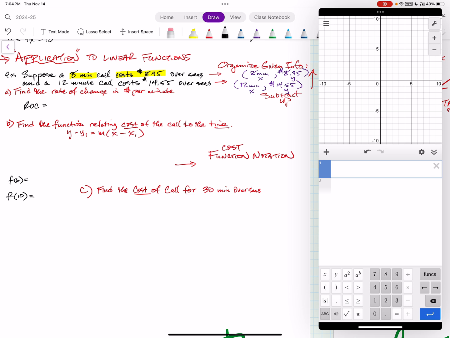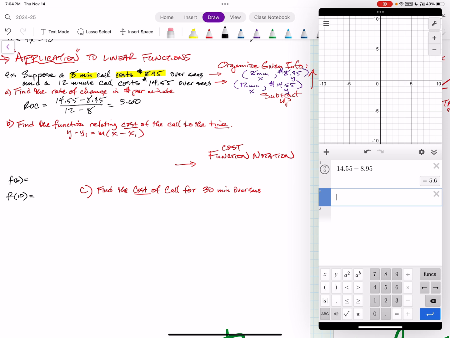Now the rate of change is, you take the y coordinates, 14.55, subtract 8.95, divide that by 12 minus 8. If you can't do it in your head, that's okay. Type it in, 14.55 minus 8.95. Do what I'm doing, and that's $5.60. 12 minus 8 is 4. Then you take $5.60 divided by 4, and you get $1.40.